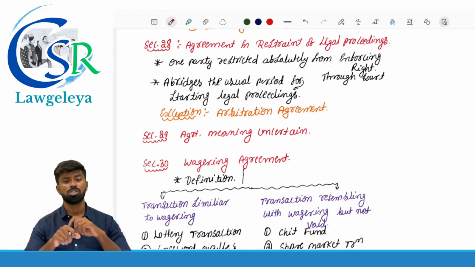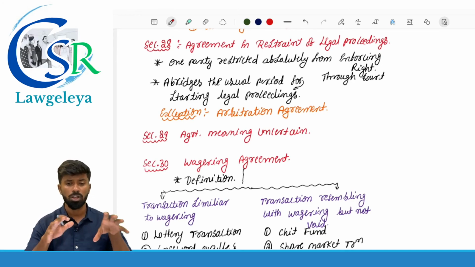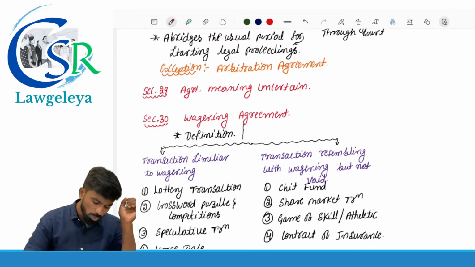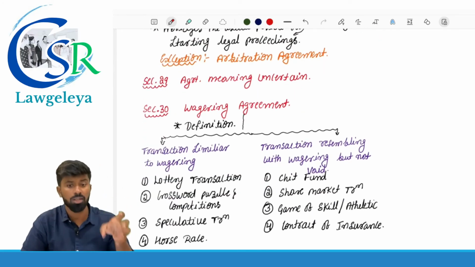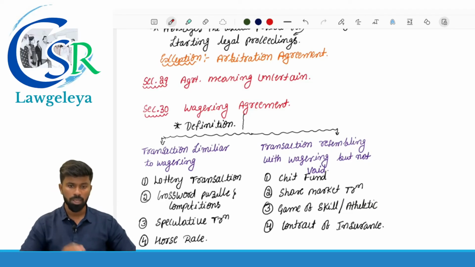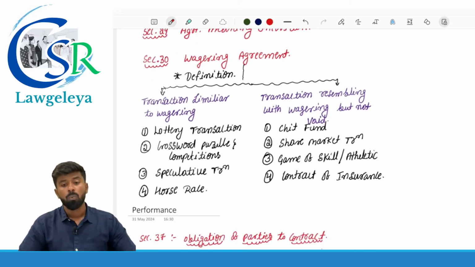Other than an arbitration agreement, if you restrain a person absolutely from enforcing the right in the court of law, valid or void? Void. Next one, section number 29. Agreement where the meaning is uncertain. Agreement is void, not enforceable by law. Section number 30, wagering agreement.